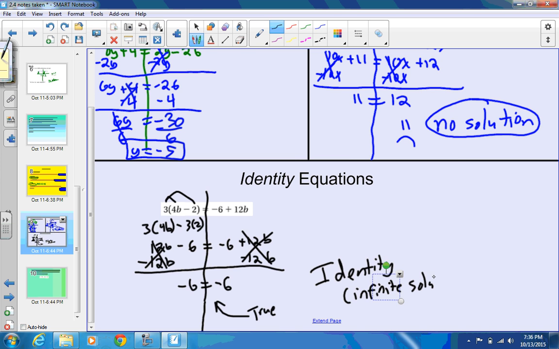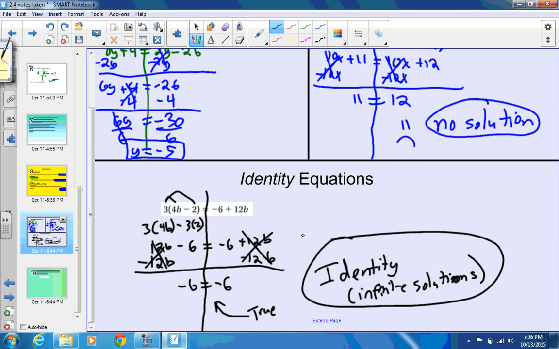So any value that you plug in for b on this one, any value that you would plug in for b would work for this one. You can plug in 6 for b, as long as you plug in the 6 for both b's. If you plug in 1 for both b's, it'll work. Anything you plug in for both of the b's, it will work out. So you have an identity situation.